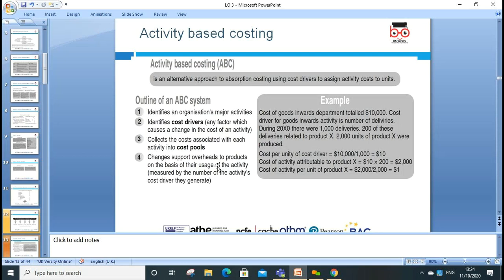So 200 of these deliveries related to product X, and product X makes 2,000 units we deliver. 200 deliveries times 10, so 2,000 is the delivery cost that's related to product X. So 2,000 divided by 2,000 units, that's 1 pound. So for every product, 1 pound of delivery cost needs to be absorbed.